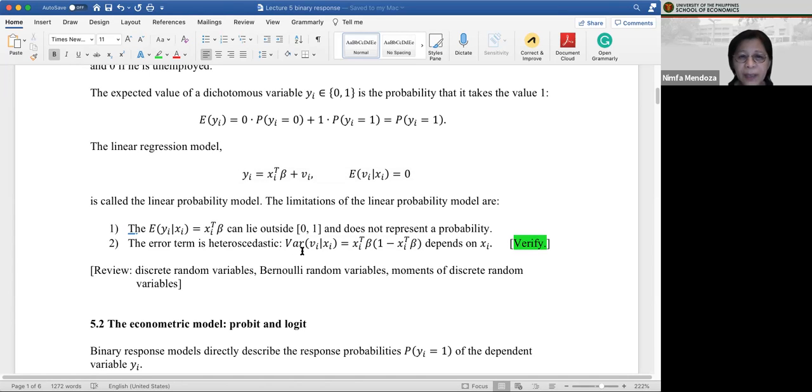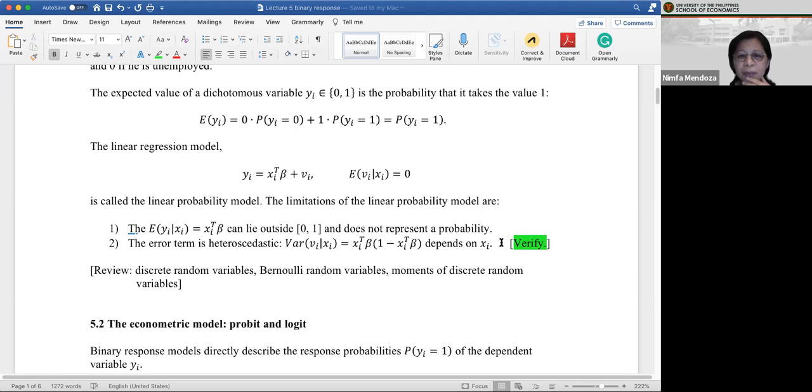So get the conditional variance of v sub i given x sub i, and you should get x sub i transpose beta times 1 minus x sub i transpose beta. And note that this depends on x sub i. So the variance here is not homoscedastic. Therefore, if you use OLS on this model, then you would be violating the Gauss-Markov theorem.